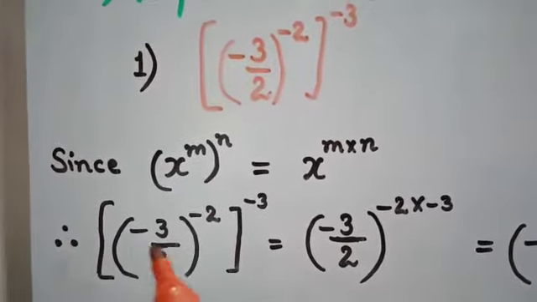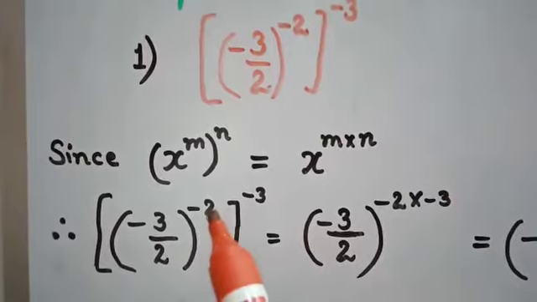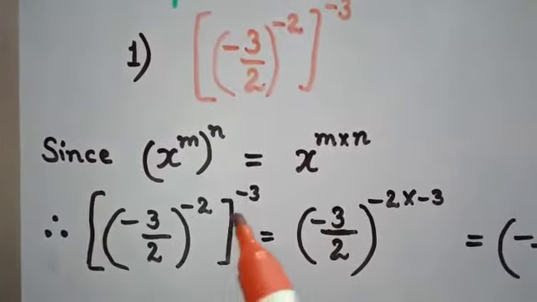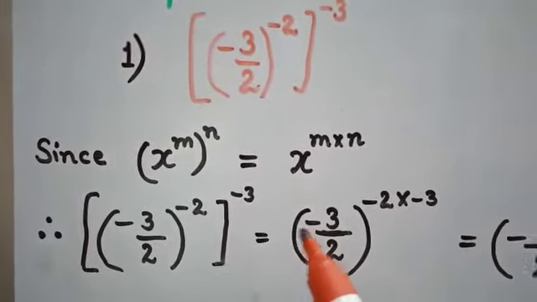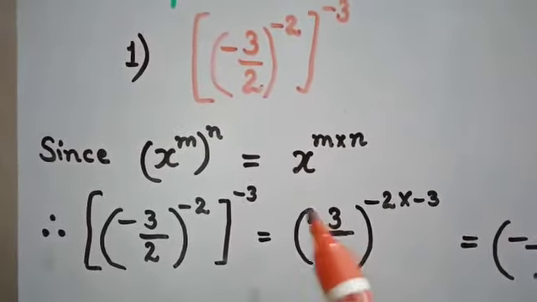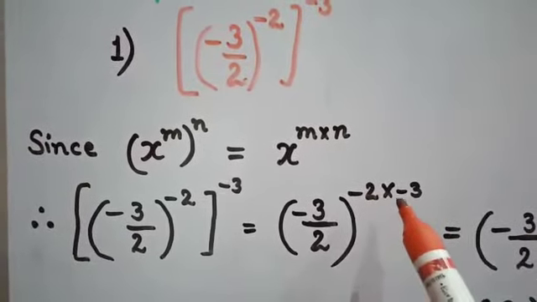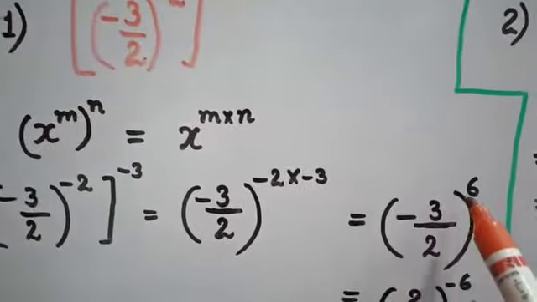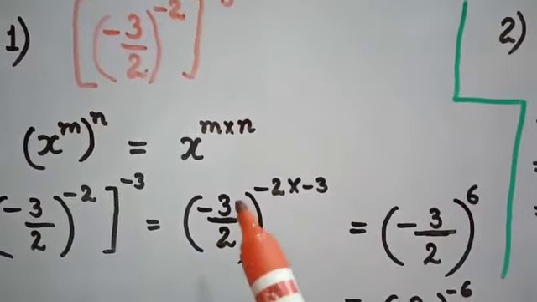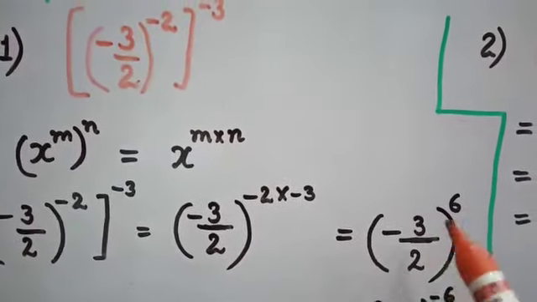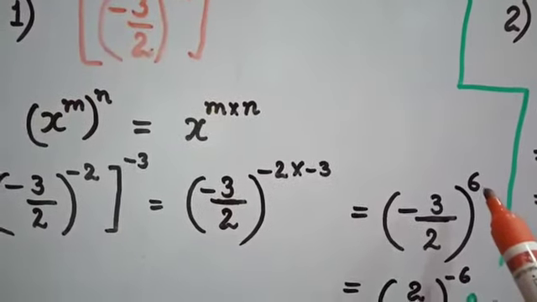Therefore, minus 3 upon 2 whole to the power of minus 2 and whole to the power of minus 3 will be minus 3 upon 2 whole to the power of minus 2 into minus 3. Minus 2 into minus 3 will be, minus minus plus, 2 3s are 6. It will be minus 3 upon 2 whole to the power of 6.